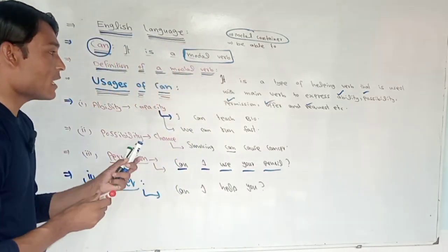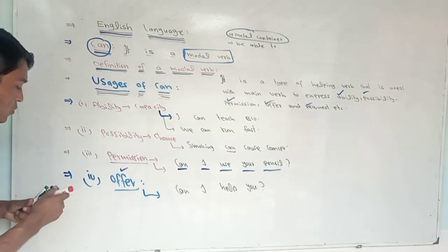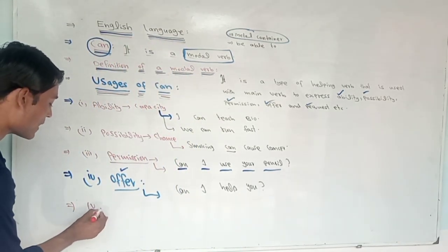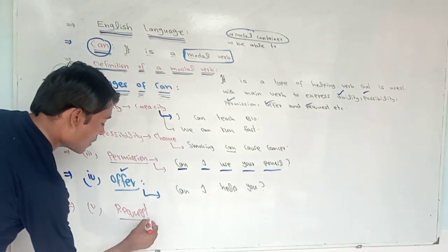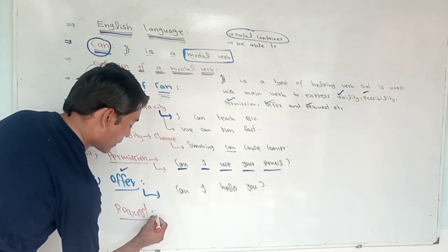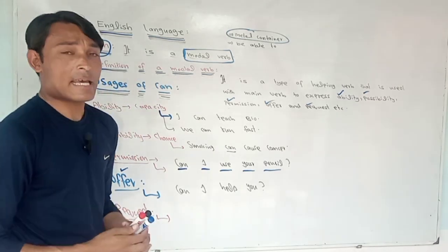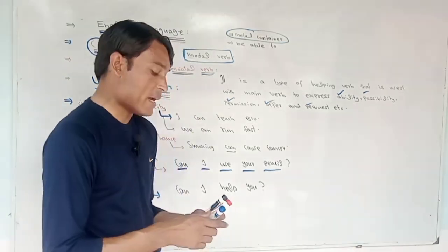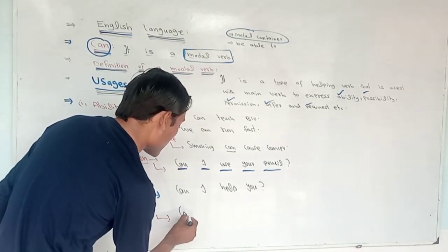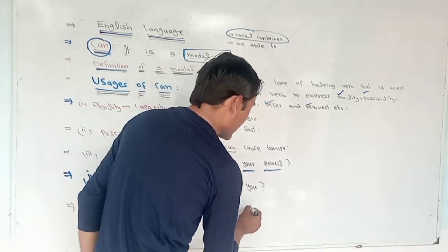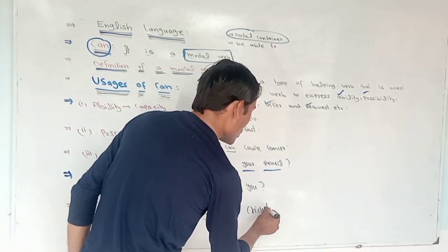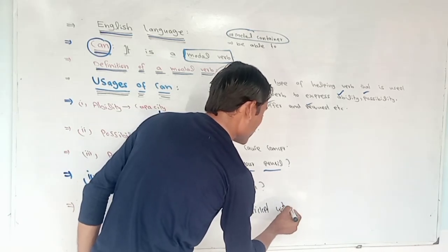Now the next one is we can also use can for request. What does request mean here? You can say, "Can you play cricket with me?" That is called request here.